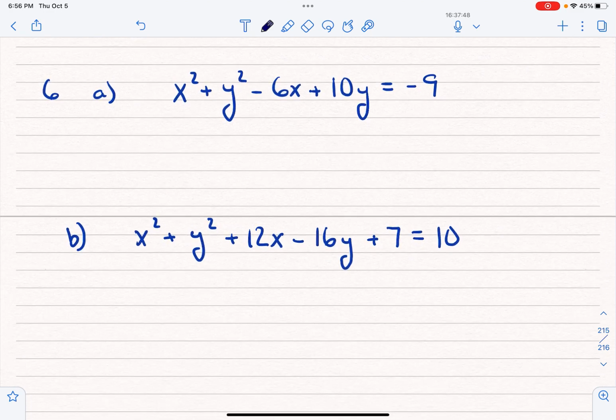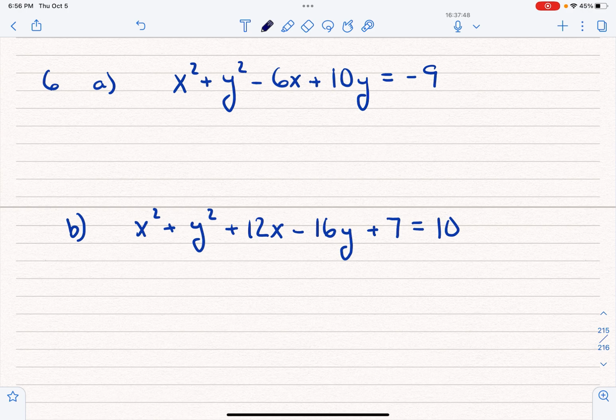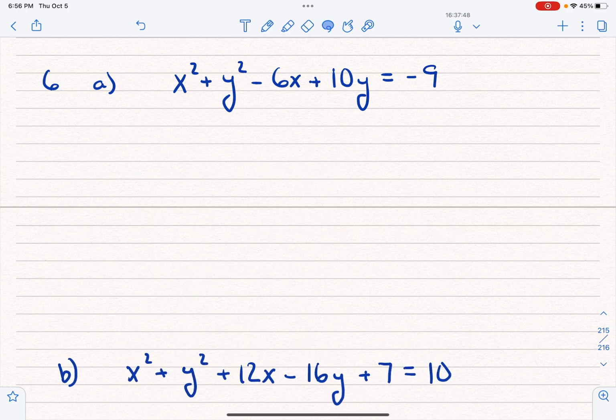All right, lastly, let's do some factoring. We're good at these. You guys are superstars at these.